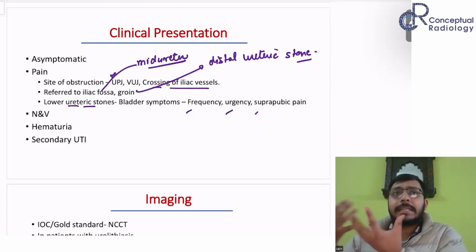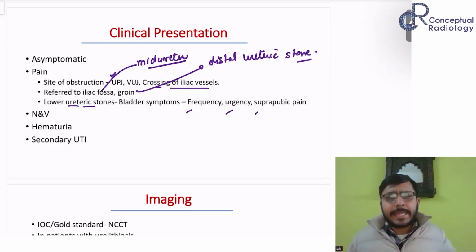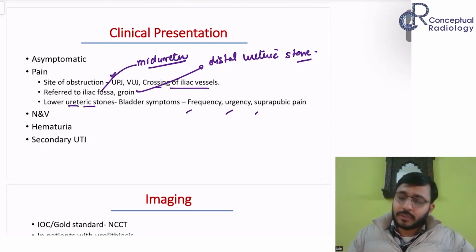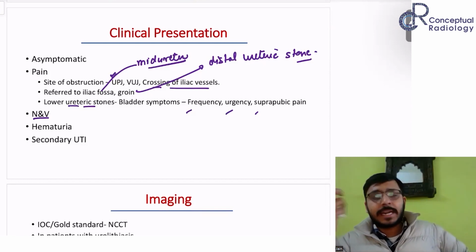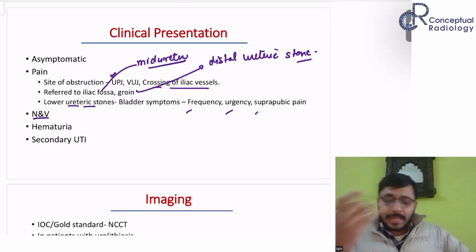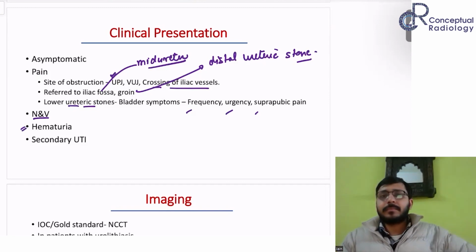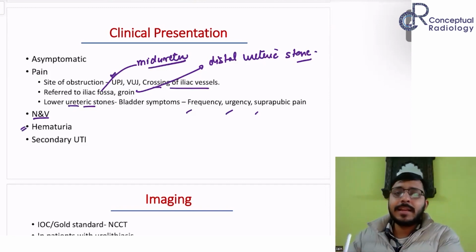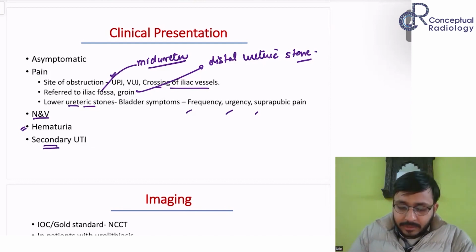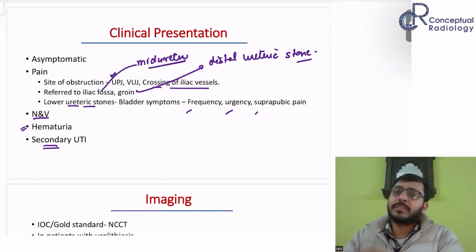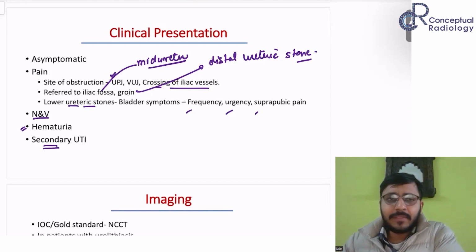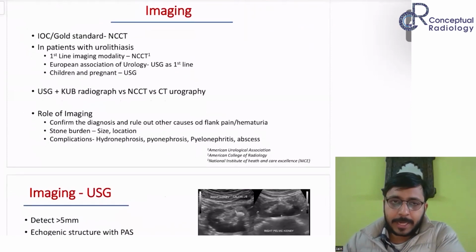Now, whenever there is intense pain, there is always associated nausea and vomiting, and sometimes a recurrent long-standing stone can erode the walls and can lead to hematuria. Now, since there is stasis of urine, secondary UTI is also one of the symptoms of a long-standing urinary obstruction secondary to a stone. So, this is briefly about the clinical presentation of renal calculi.